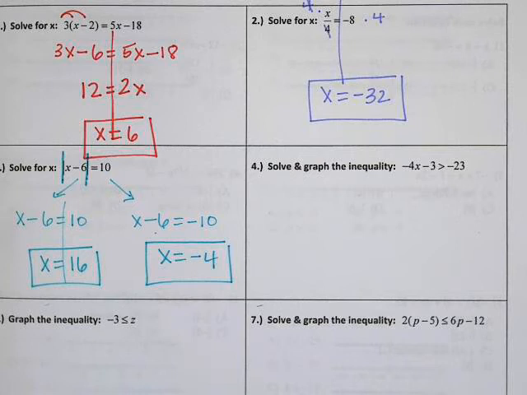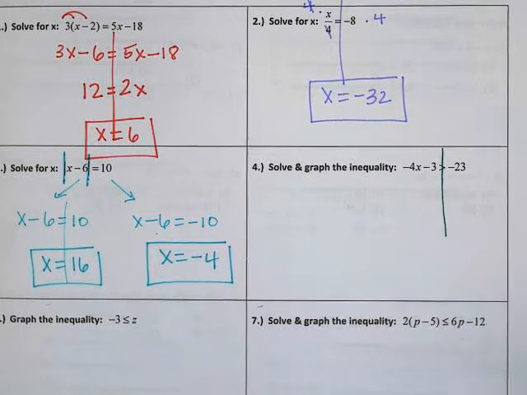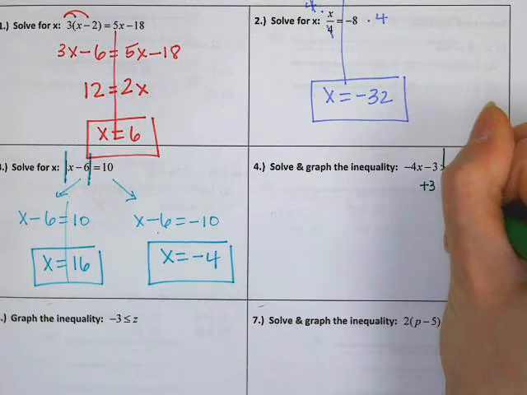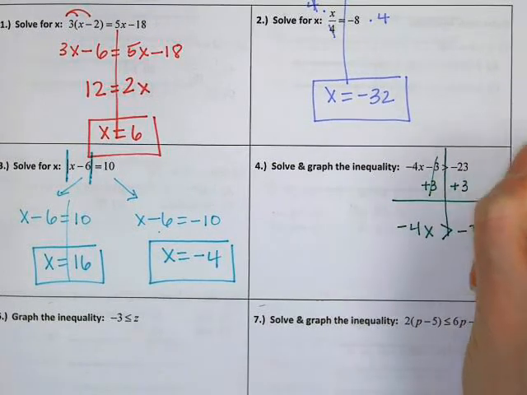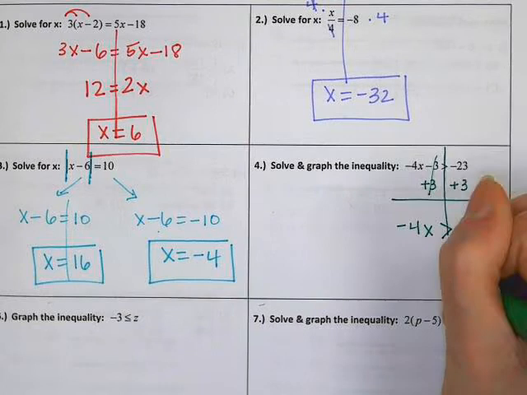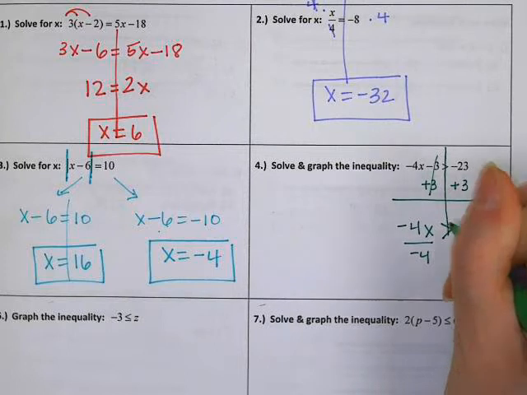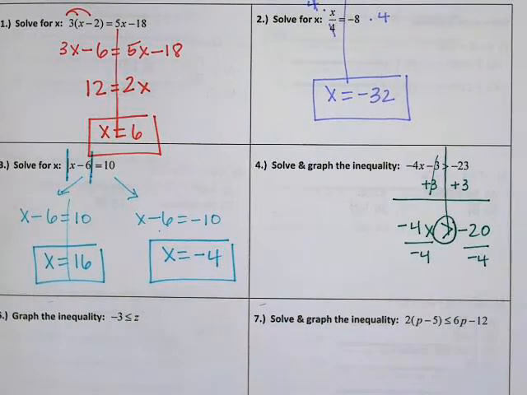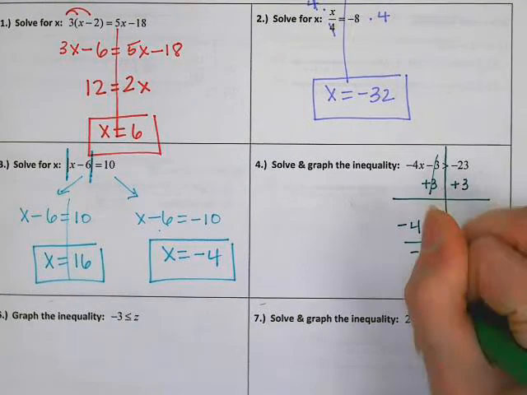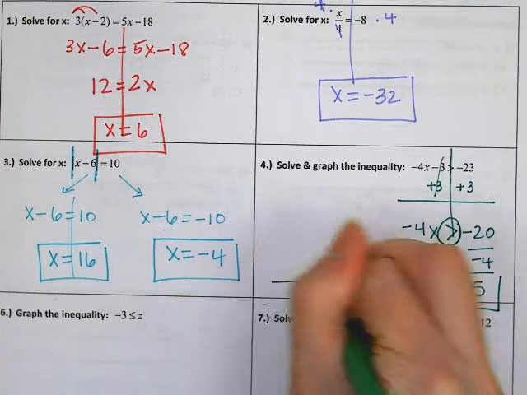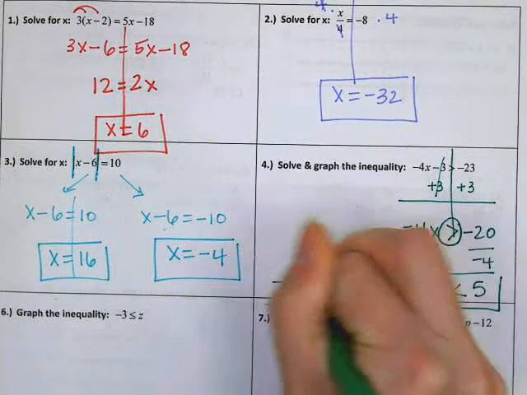Okay, moving on. Then we did inequalities, and these are just like equations. So just go ahead and solve like normal. We would add 3 and get negative 4x is greater than negative 20, and then divide by negative 4. But here's what you have to remember. If you multiply or divide by a negative, you got to flip the symbol. So you end up with x is less than 5. And then it says to graph, but we don't have a graph. So this would be an open circle at 5, and less than means left.